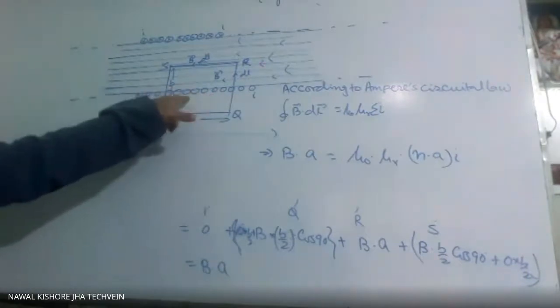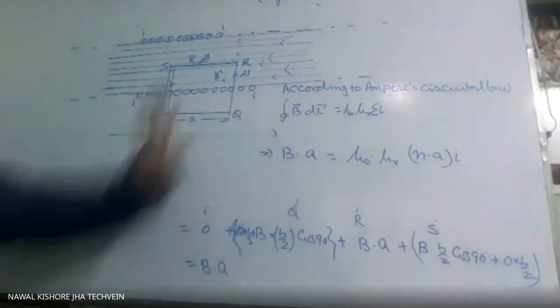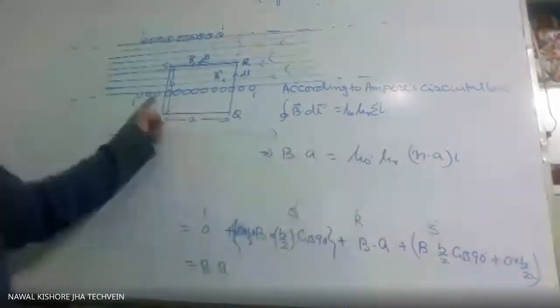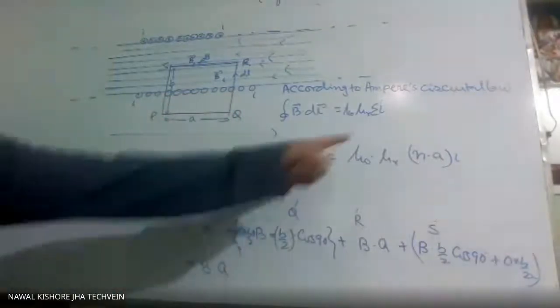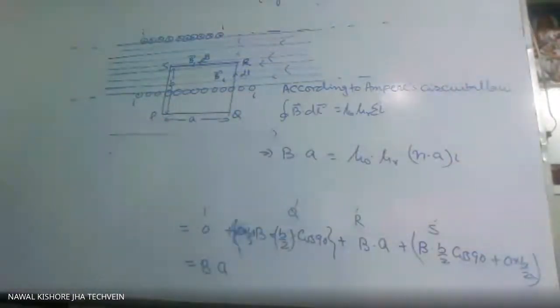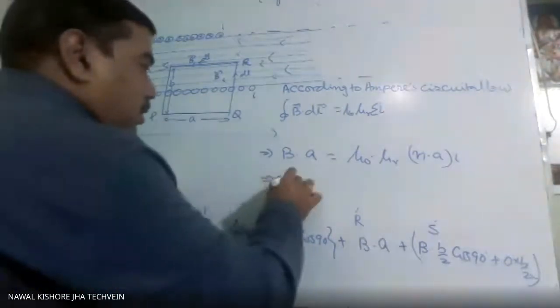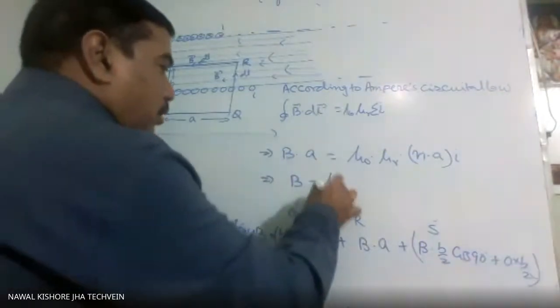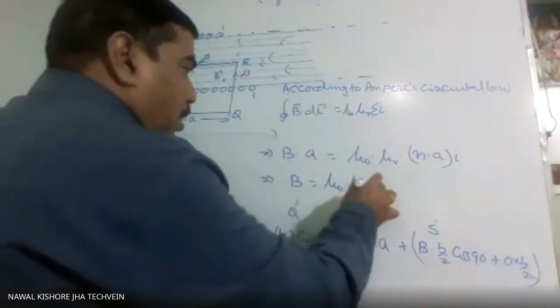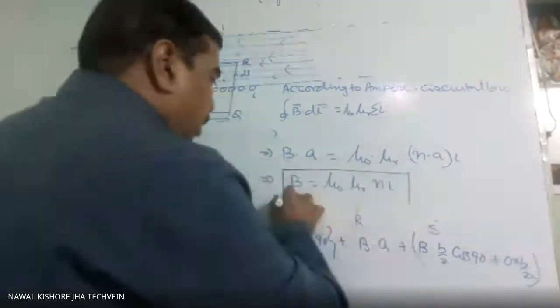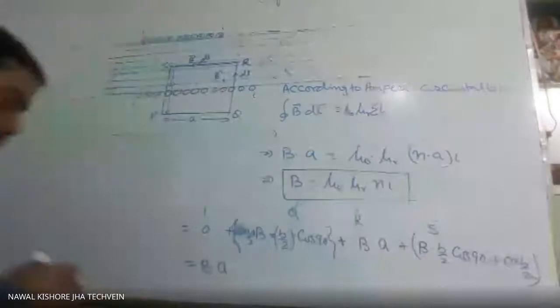The current passing through each loop is I. How many loops are enclosed? So number of turns per unit length into length. So the number of loops enclosed will be N into A. Yes, any confusion? That means this B will be mu naught mu r n I, or here it will become mu naught n I.